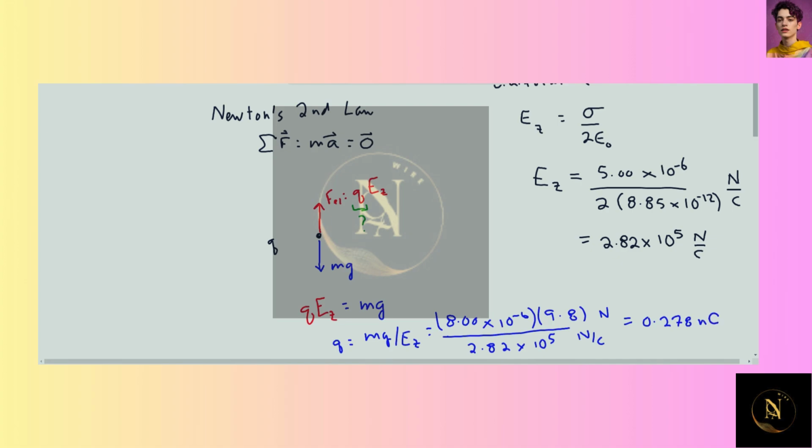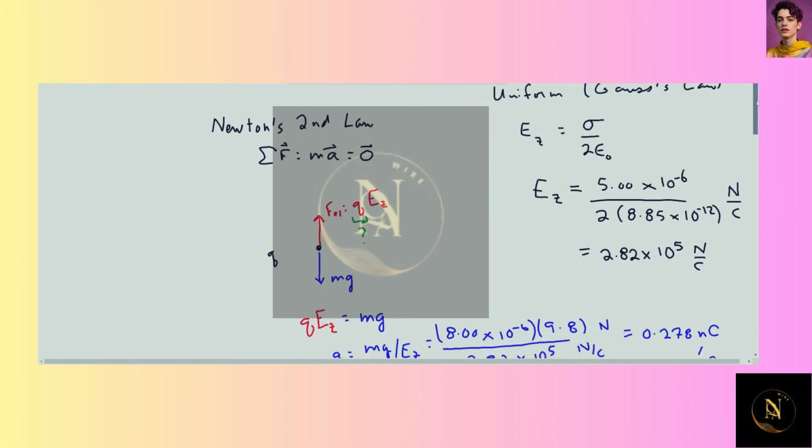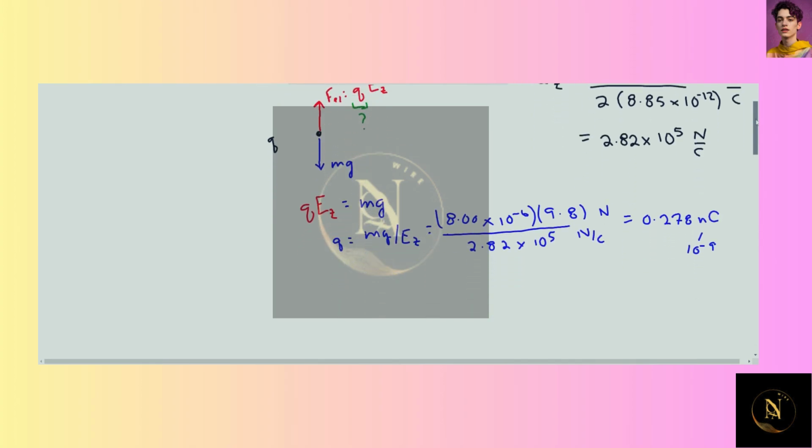And I will write that as 0.278 nanocoulombs, where nano is 10 to the minus 9. Now notice that we never used the distance above the sheet. So we were starting with the distance of 1.5 centimeters. And then the question is, what if you had used 3 centimeters?